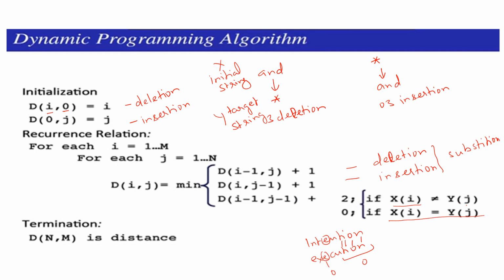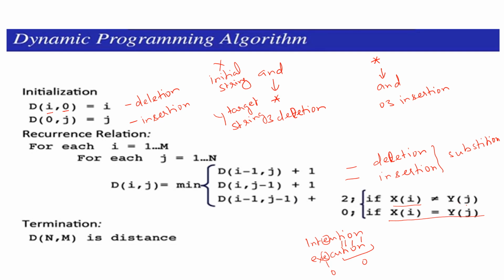Whereas if you have 2 different characters in both the strings, like I want to convert n to x, n to x means this requires 1 deletion and 1 insertion. So the cost of my operation is 2.